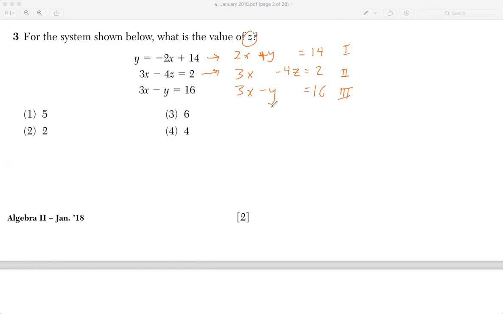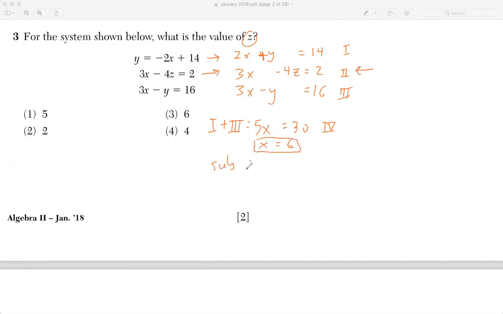If I find x, I can plug in x into 2, and that will give me the value of z. So what I'm going to do here is I'm going to do equation 1 plus equation 3, and that's going to give me 2x plus 3x, 5x, y plus negative y, the y's go away, and there is no z, and then it's 14 plus 16 is 30, so x equals 6. By the way, this is now equation 4, so x equals 6.